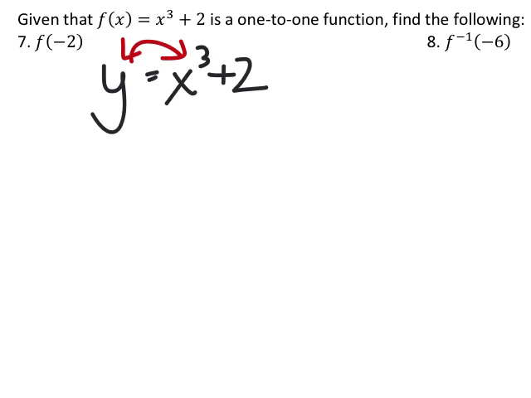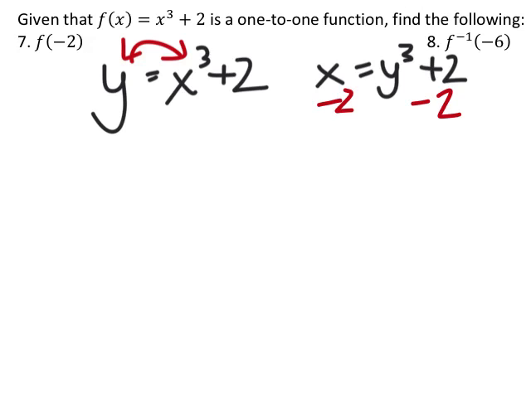So what this ends up being is x equals y cubed plus 2, and from here we need to solve for y. So from this point, in order to solve for y, you're just going to use the same techniques you've been using.